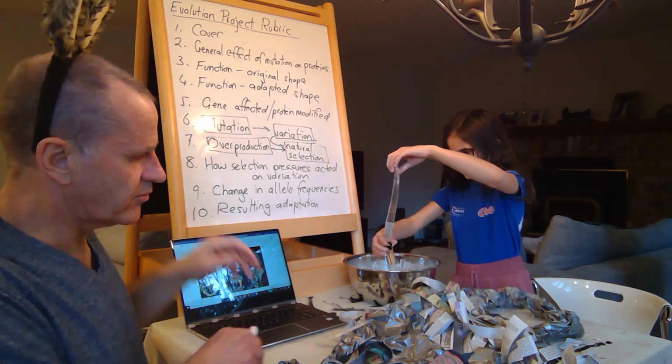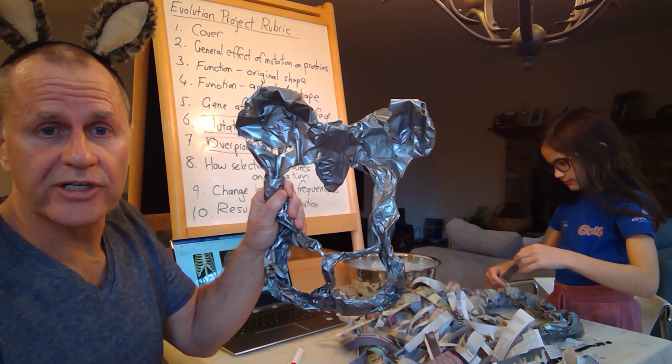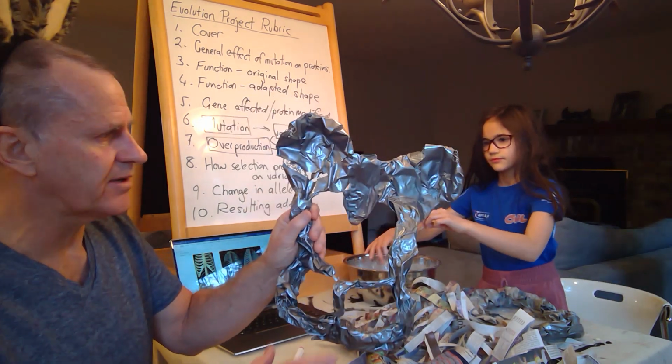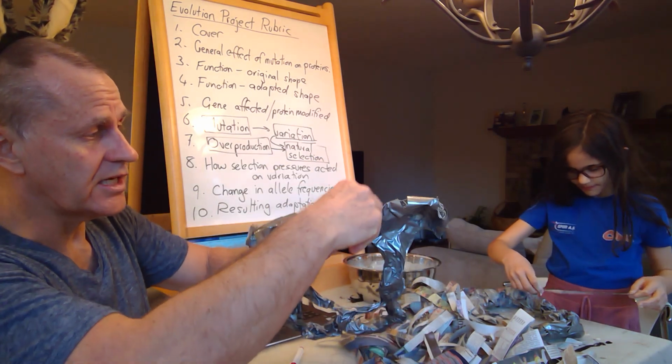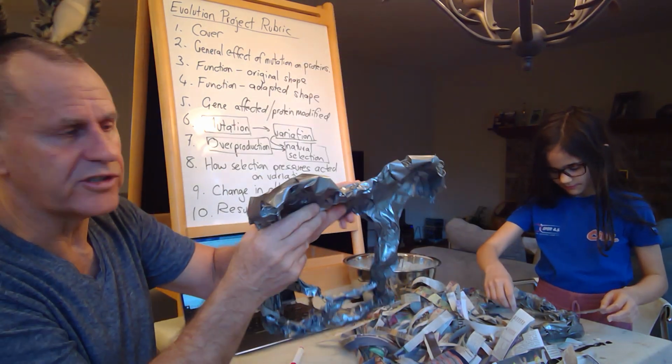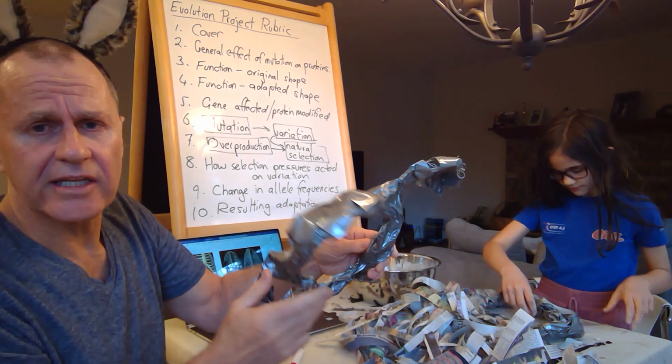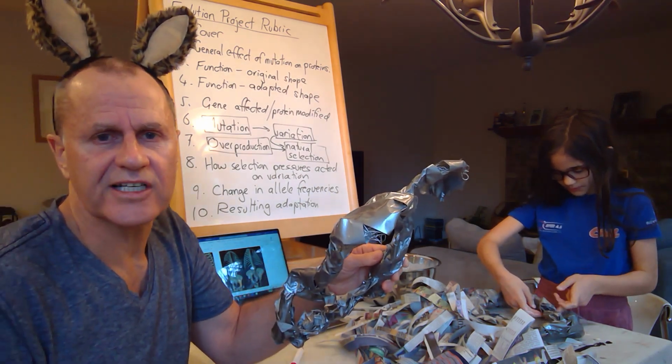So the function, the original shape, here's my original Rudapithecus pelvis shape. It's long. You can see here's the coccyx, and here's where the spine, the vertebral column, would attach to it. And it's long, and the length of it means it's quite inflexible.